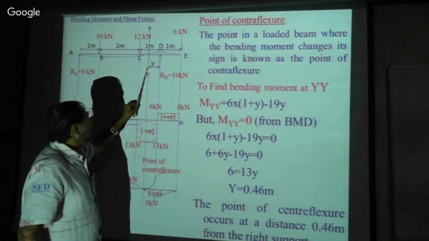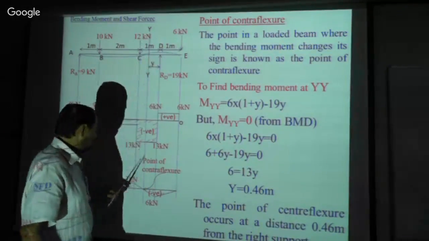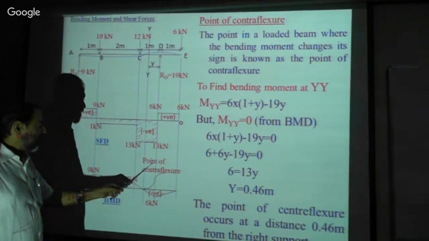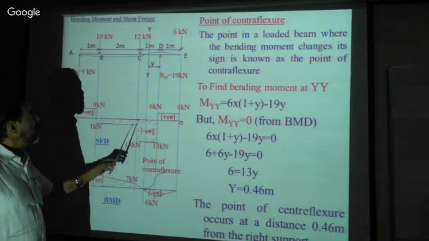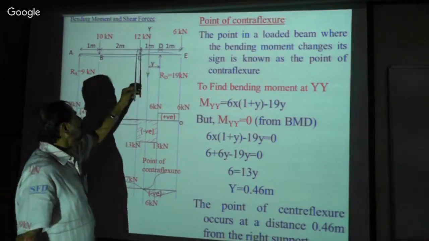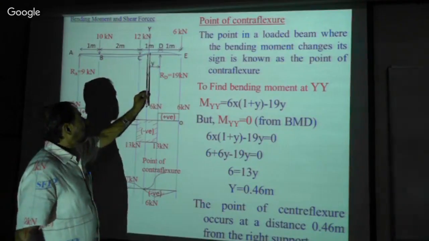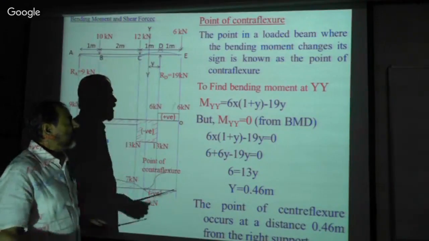From D, it is at a distance Y. The bending moment is zero, or the bending moment changes its sign, or the point of contraflexure occurs at a distance Y from the right hand support D. Now that is our problem. Now we need to find out. How to find out this?